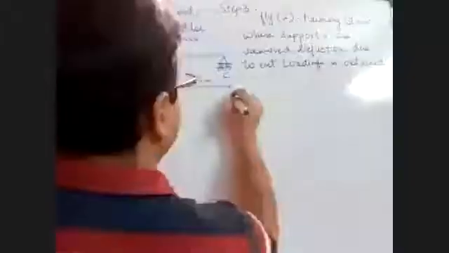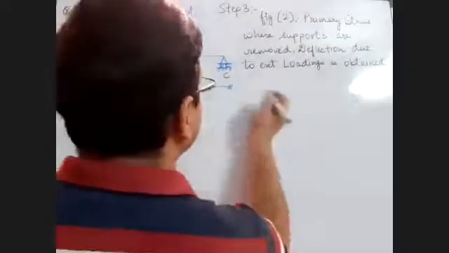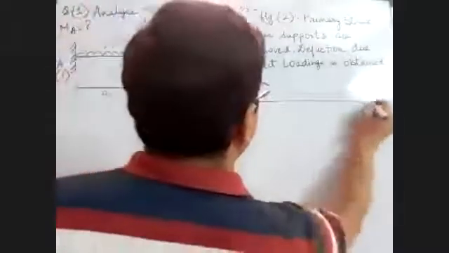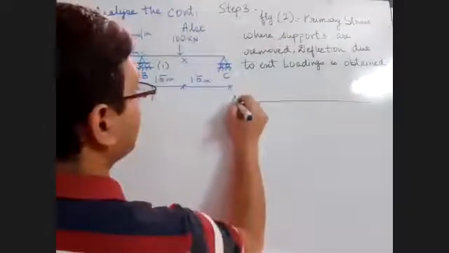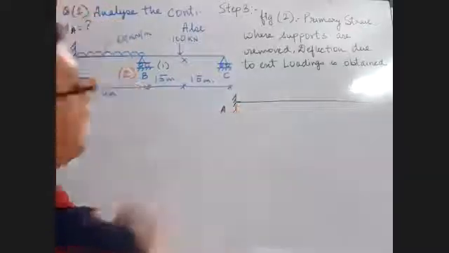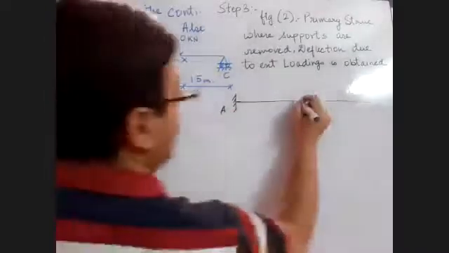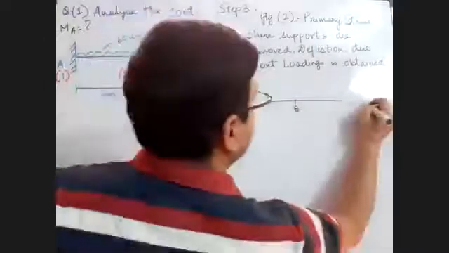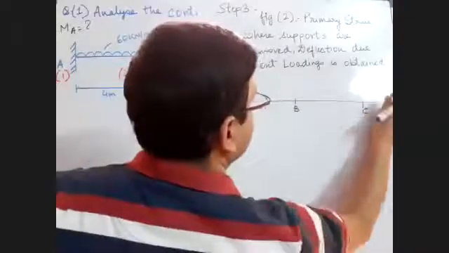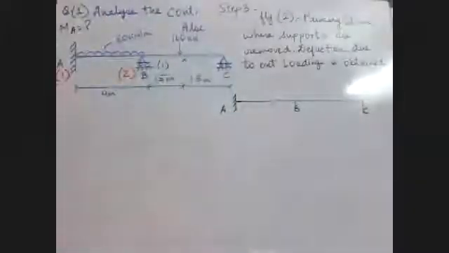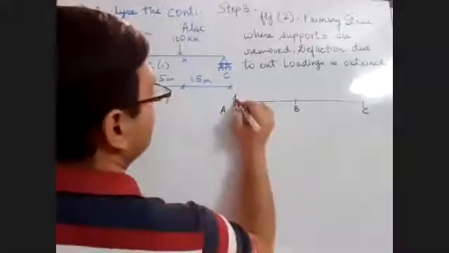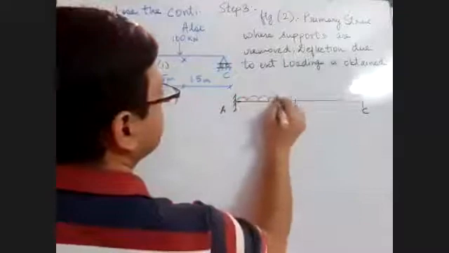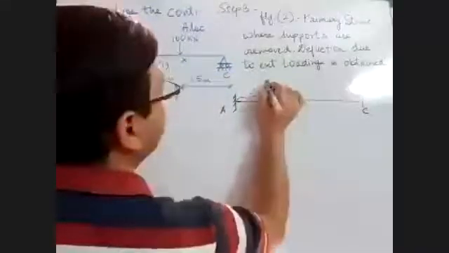See what the diagram is. Let me show you the diagram. Okay. At support A, at point B, and at point C, I am removing the support. I am removing the supports and just putting the UDL. UDL is the external loading.